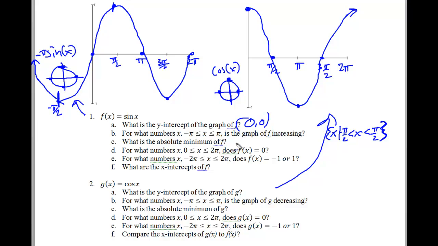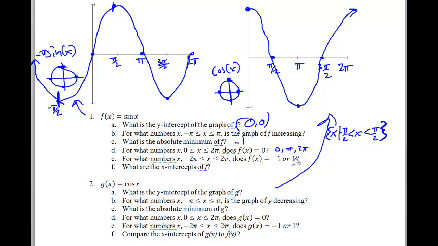The absolute minimum of f is negative 1, and if I was going to go through one cycle, when does f of x equal 0? It equals 0 at 0, pi, and 2 pi. Now from negative 2 pi to 2 pi, when does f of x equal negative 1 or 1?